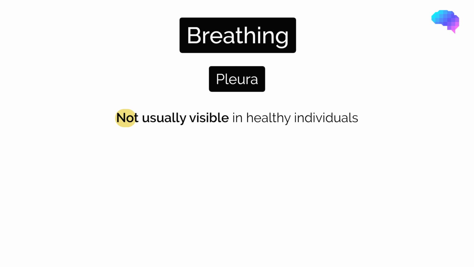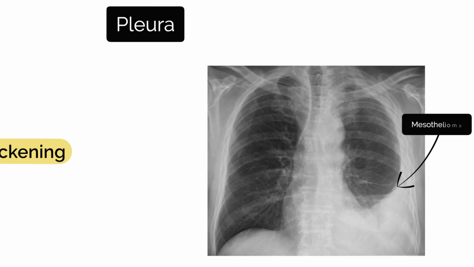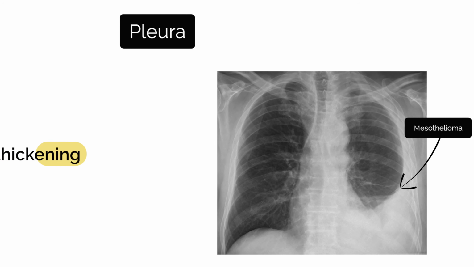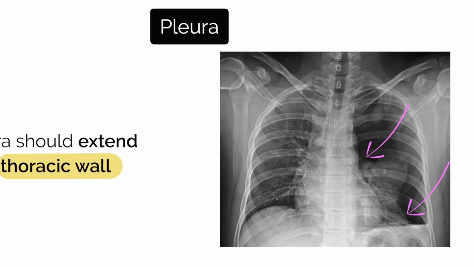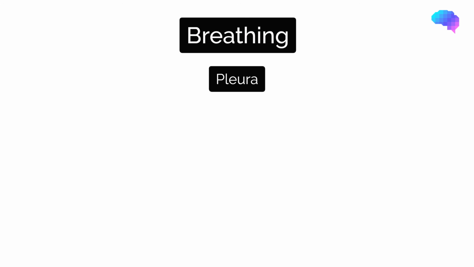The pleura refers to the membrane surrounding the lungs, which is not usually visible in healthy individuals, but can become visible when thickened. One of the most common causes of pleural thickening is a cancer called a mesothelioma, which is usually preceded by a history of asbestos exposure. The pleura should extend to the thoracic wall, and therefore a visible pleural line should raise the suspicion of a pneumothorax. However, it's not only air that can become trapped in the pleural space.